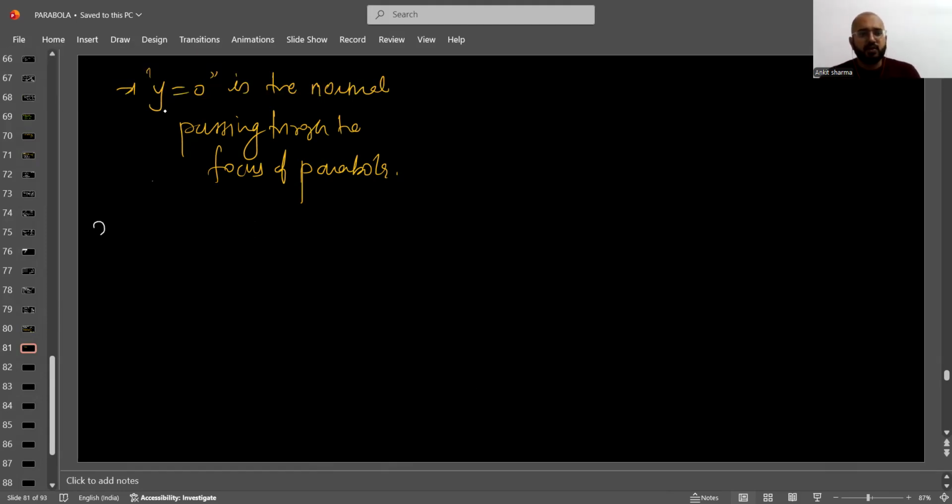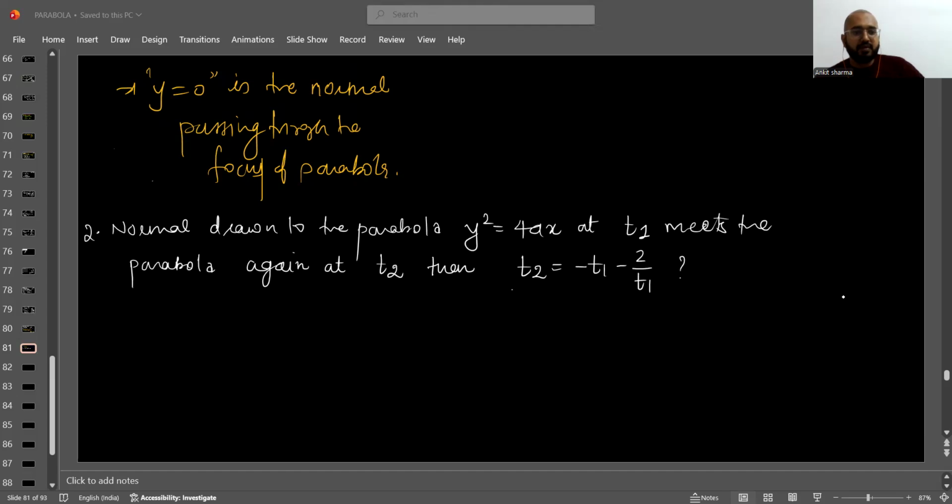Now coming to the result 2, property number 2, we will prove it. The normal drawn to the parabola y square equal to 4ax at t1 meets the parabola again at t2. Then t2 is equal to minus t1 minus 2 over t1.